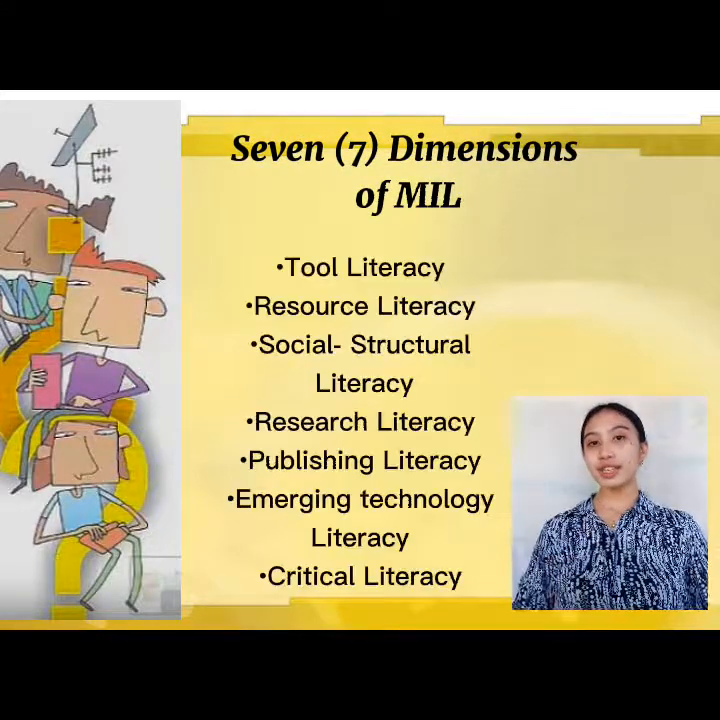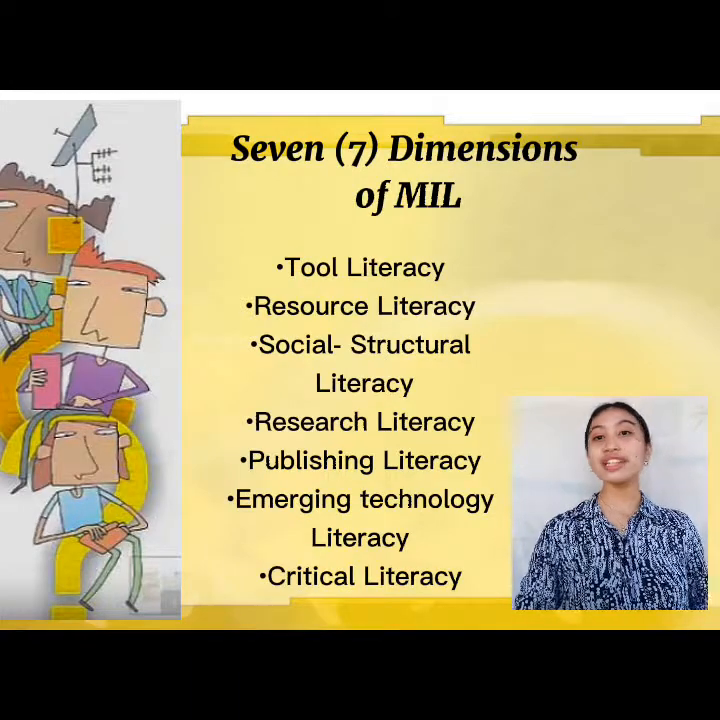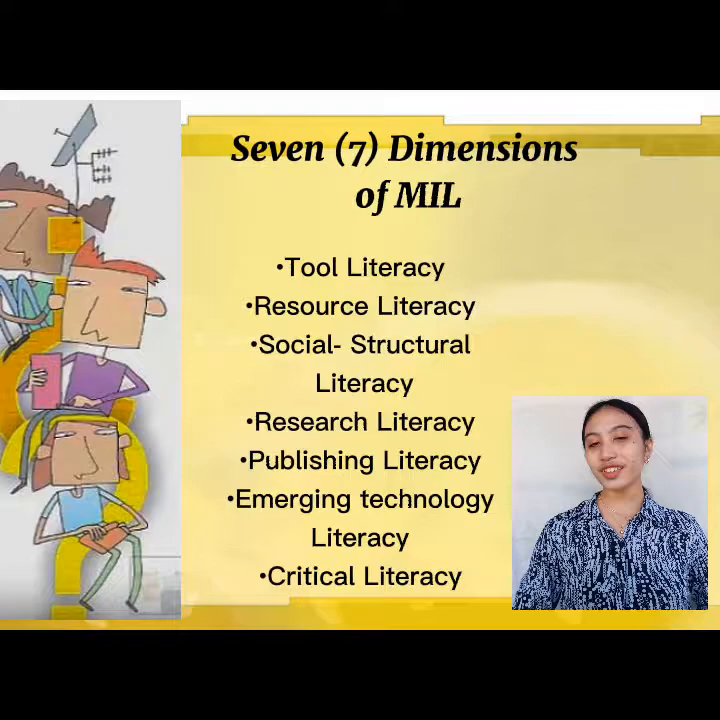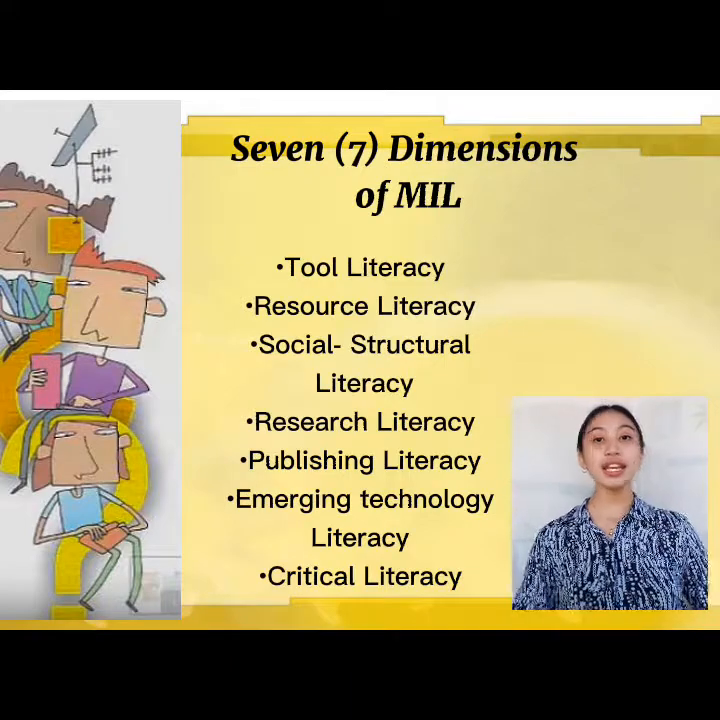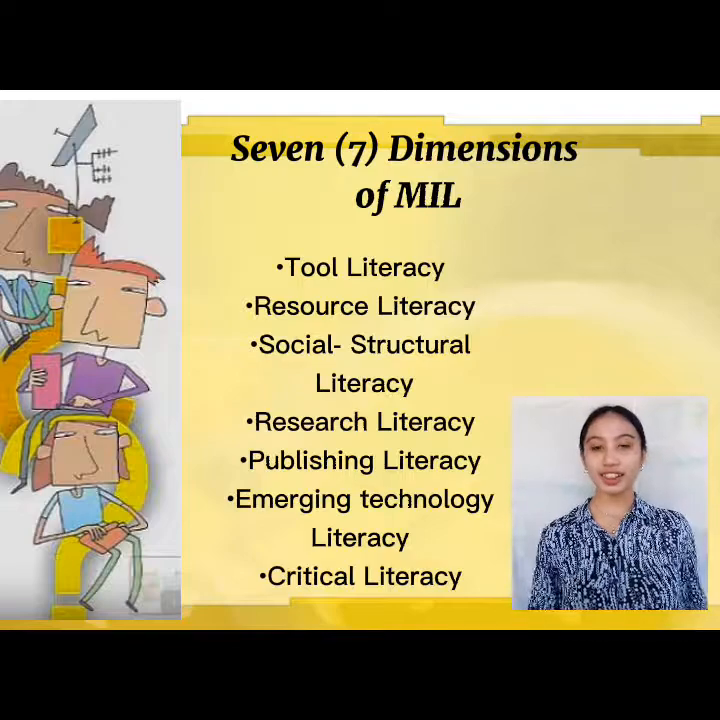And now, netizens, let's move on to the 7 dimensions of MIL. These are tool literacy, resource literacy, social structural literacy, research literacy, publishing literacy, emerging technology literacy, and critical literacy.